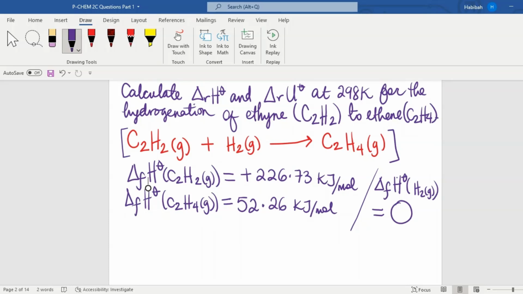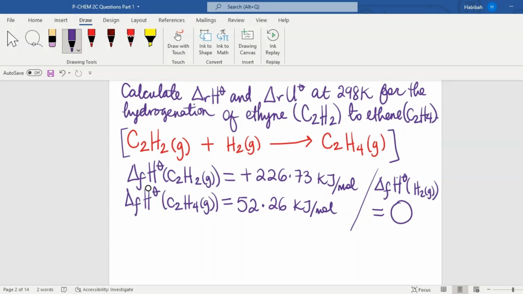So today we're going to be working on the question on the screen that says: calculate the change in enthalpy of reaction and the change in internal energy of reaction at 298 kelvins for the hydrogenation of ethine, C2H2, to ethene, C2H4. Ethine is an alkyne and ethene is an alkene.